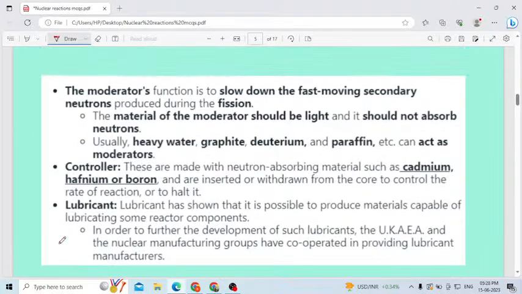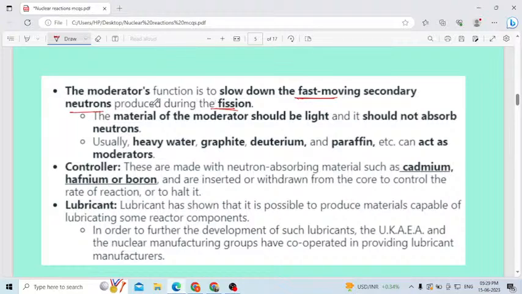Next, what is the use of the moderator? The moderator's function is to slow down the fast moving secondary neutrons. Slow neutrons help to conduct the fission reaction. To start the fission reaction, we use slow moving neutrons. The moderator slows down the fast moving secondary neutrons and controls the movement of the neutrons produced during the fission reaction.